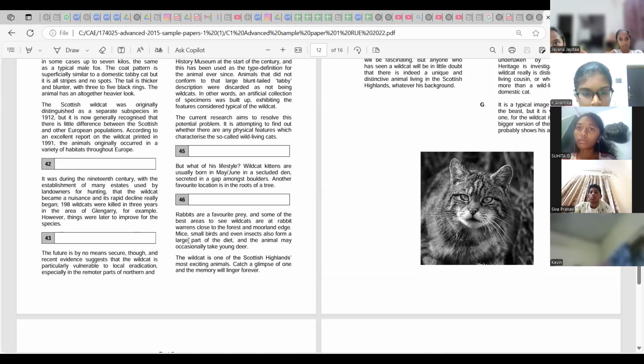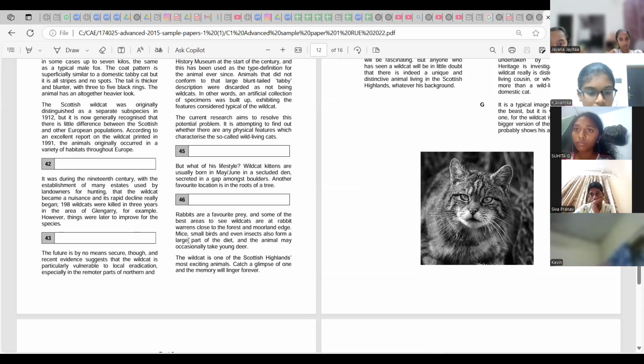They are talking about the food, and some of the best areas to see wildcats are at rabbit warrens, close to the forest and moorland edge. Keep going, Avantika. Mice, small birds, and even insects also form a large part of the diet, and the animal may occasionally take young deer. Avantika, very nicely done. So the mice is the food, small birds, young deer is food, insects and all food.